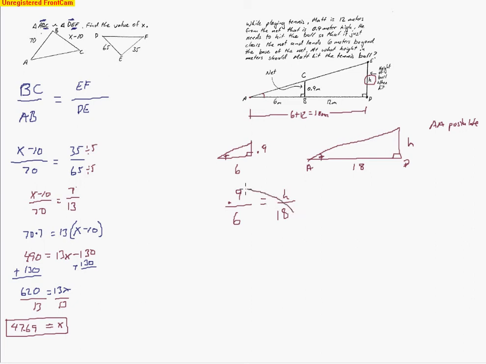So now I go ahead and cross multiply. 18 times 0.9, and I'm going to set that equal to 6 times H. 9/10 of 18 is going to give me something just a little smaller than 18. It's going to be 16.2 equals 6H. Then when I divide by the 6, I end up with 2.7 meters is what H is.